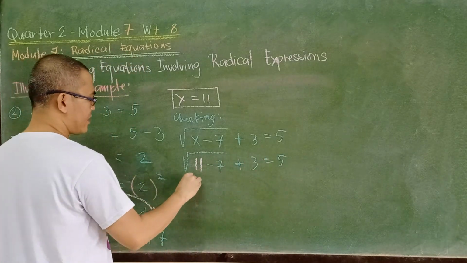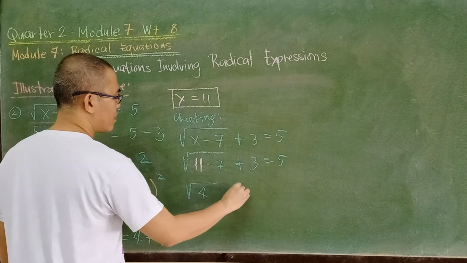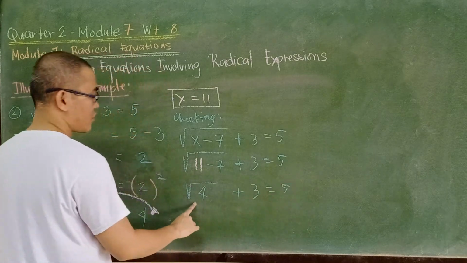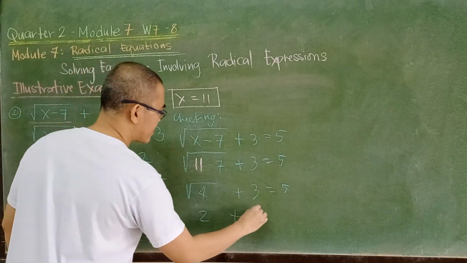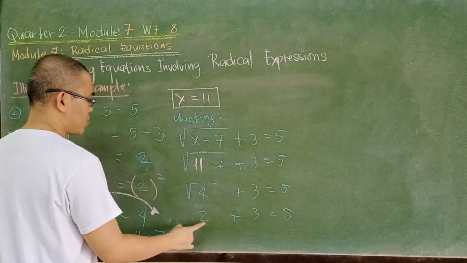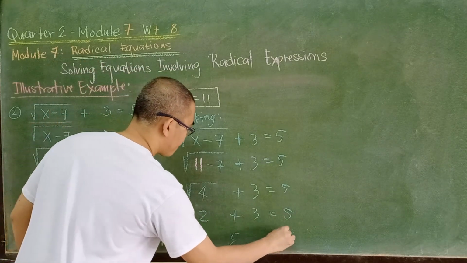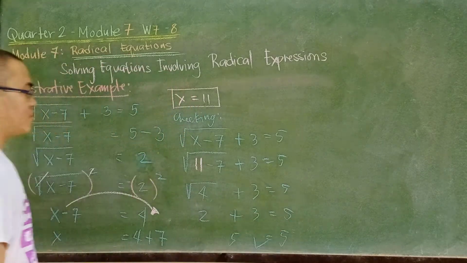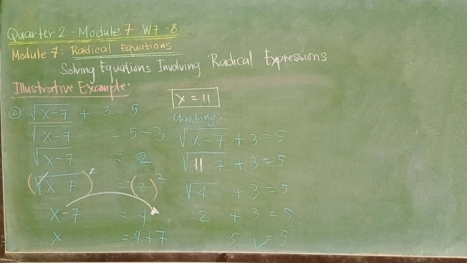11 minus 7, that is square root of 4 plus 3 is equal to 5. Square root of 4, that is 2 plus 3 is equal to 5. So 2 plus 3, that is 5. So tama yung value natin. Kung equal sila, therefore yung value natin for x is correct. So this is for number 2.